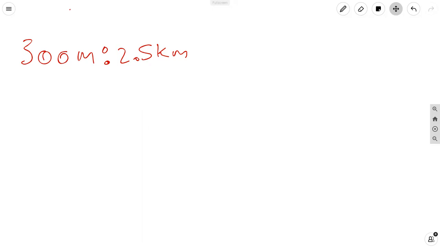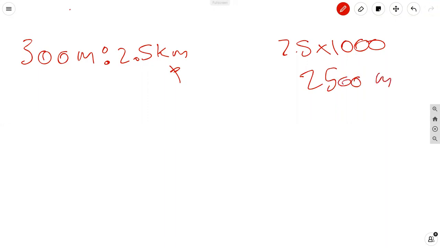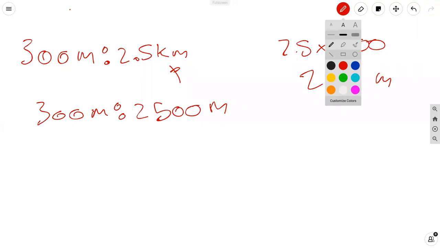Okay, so I'm going to change the kilometers into meters. How do I change kilometers into meters? I times it by 1,000. So it's 2,500 meters. So I got 300 meters to 2,500 meters. Now they're both in meters. I could play with them.